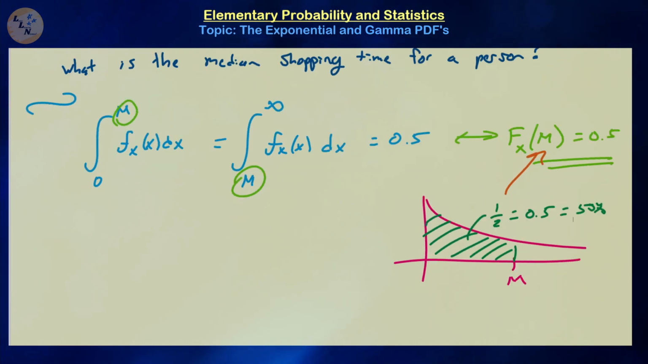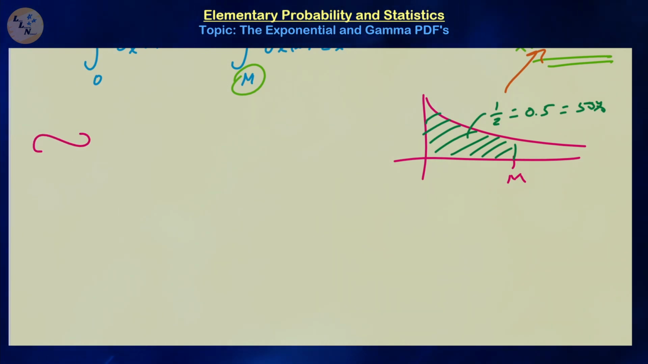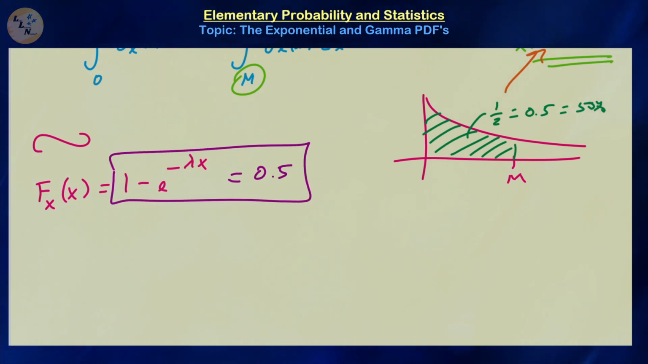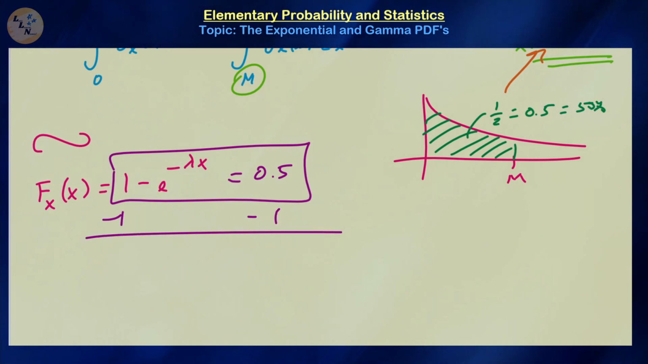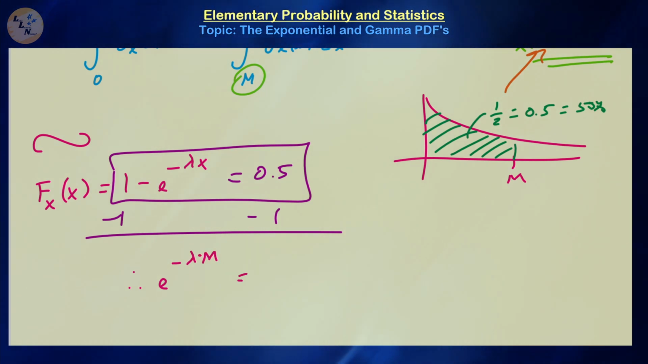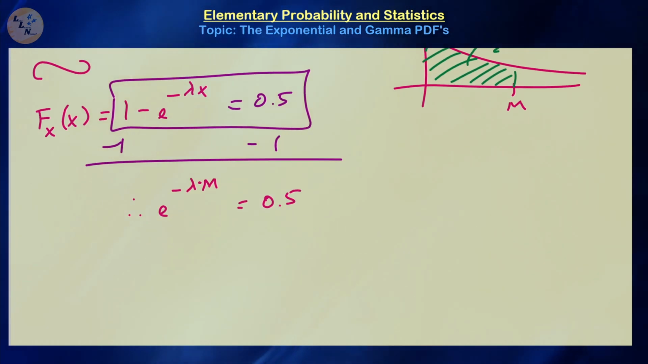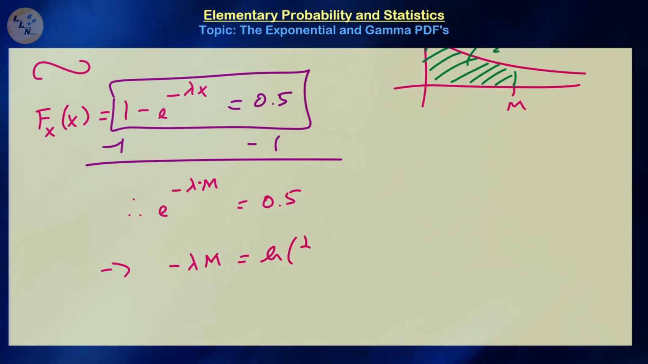So how would we go about that? So remember that the cumulative density function for an exponentially distributed random variable is going to be equal to 1 minus e to the minus lambda x. So we want to find the value of x such that this is equal to 1/2, right? So what am I going to do? I'm going to subtract both sides by 1 and then negate both sides. So that's going to give me e to the minus lambda m must be equal to 0.5. And then I'm going to take the natural log of both sides of this equation, and that's going to give me negative lambda m is equal to the natural log of 1 over 2.